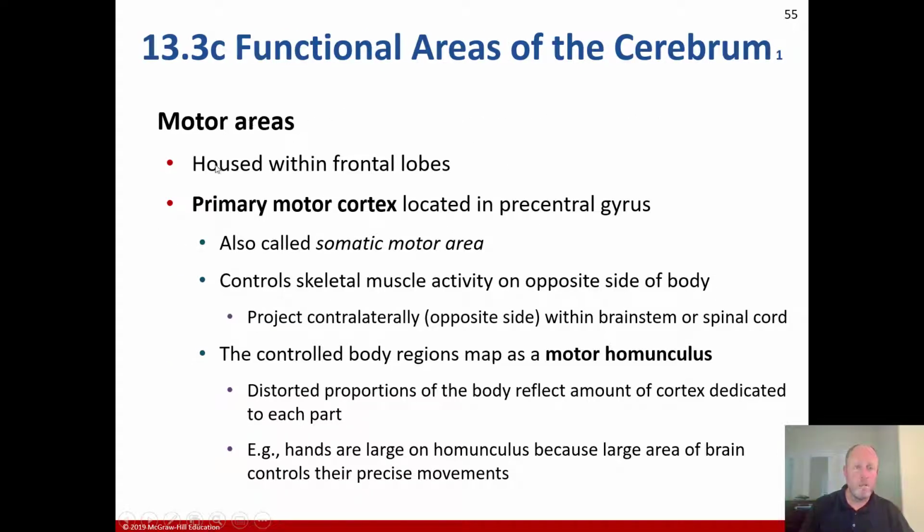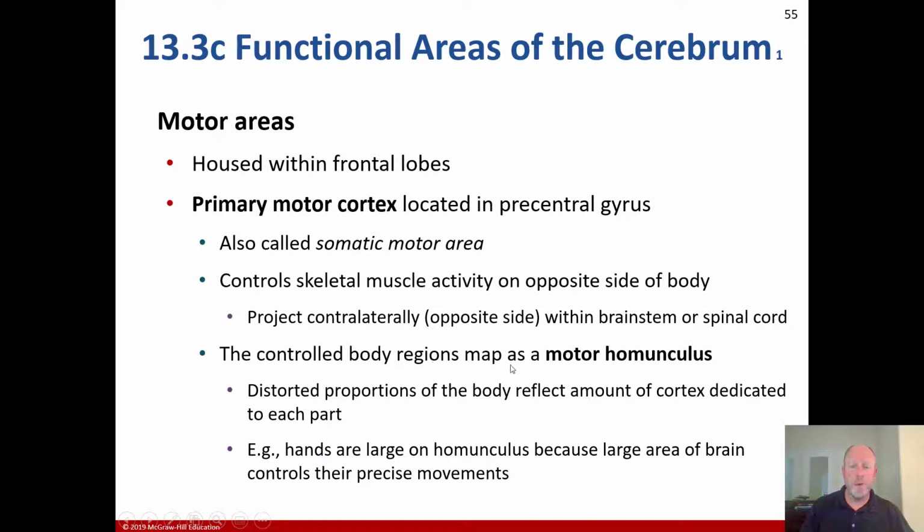The motor areas are housed within the frontal lobes. The primary motor cortex is located in the precentral gyrus. It's also called the somatic motor area. That controls the skeletal muscle activity on the opposite side of the body. They project contralaterally, to the opposite side, within the brainstem or the spinal cord.